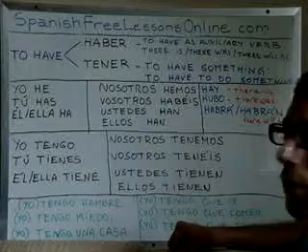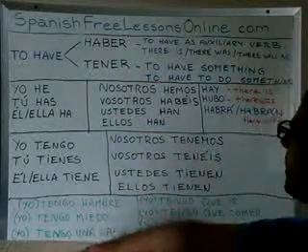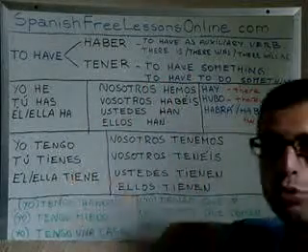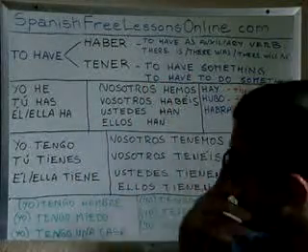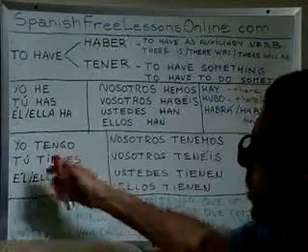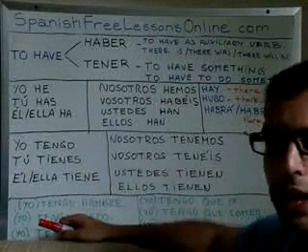The other verb we will see today is the verb tener. Tener, to have something or to have to do something. Let's begin with the first person. Yo tengo. I have.